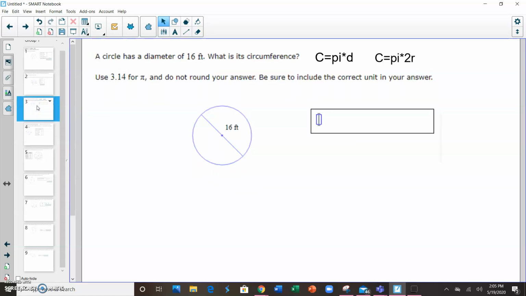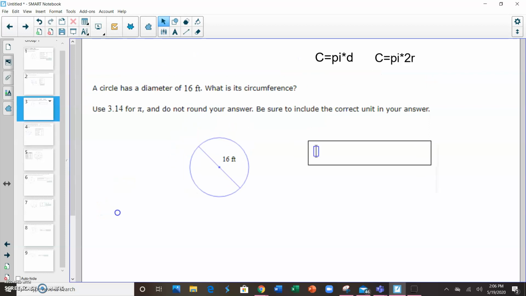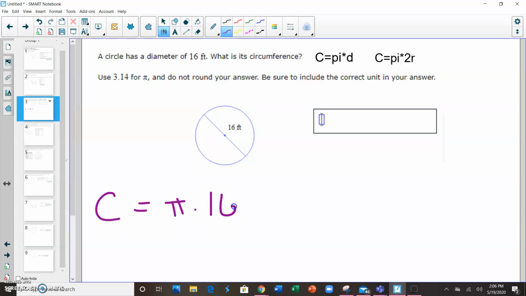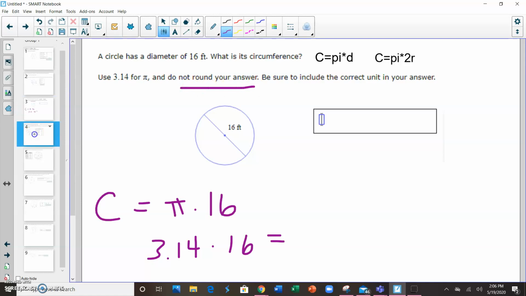Okay, moving right along. How do you find the circumference? You should know circumference. In case you forgot the formula, I put it on there. Circumference is pi times diameter. So the circumference in this problem would be pi times 16. They say to use 3.14, so it'd be 3.14 times 16. That would be your circumference, and it says do not round, so make sure you do not round.